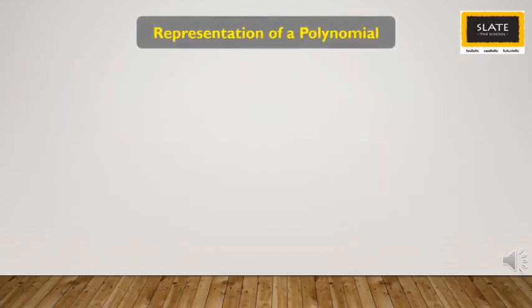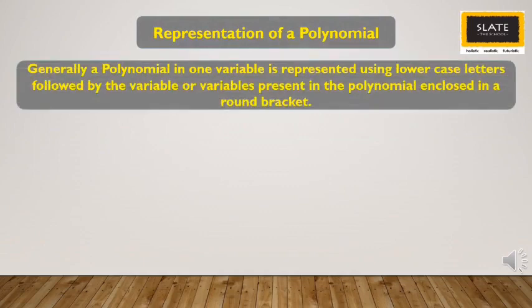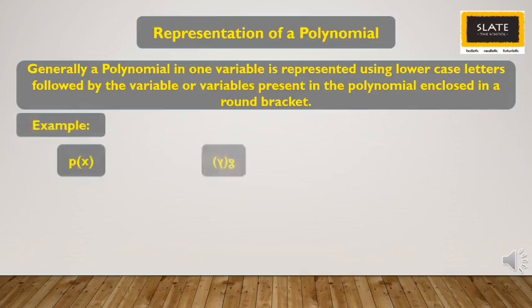Let us see how to represent a polynomial. Generally, a polynomial in one variable is represented using lowercase letters followed by the variable or variables present in the polynomial enclosed in round brackets. For example, p of x, g of y, h of x comma y.